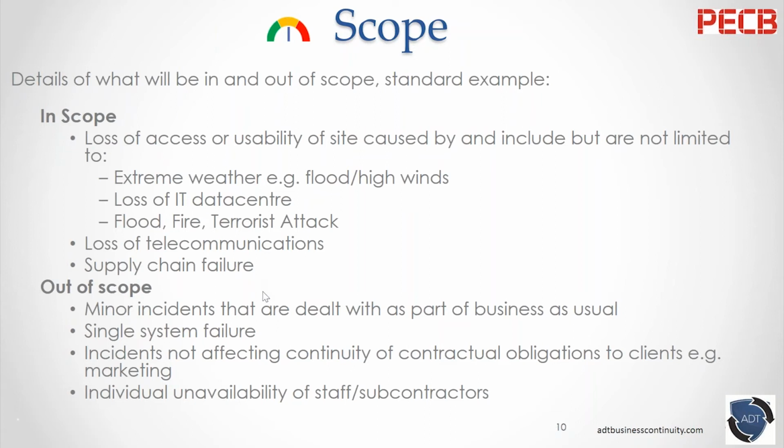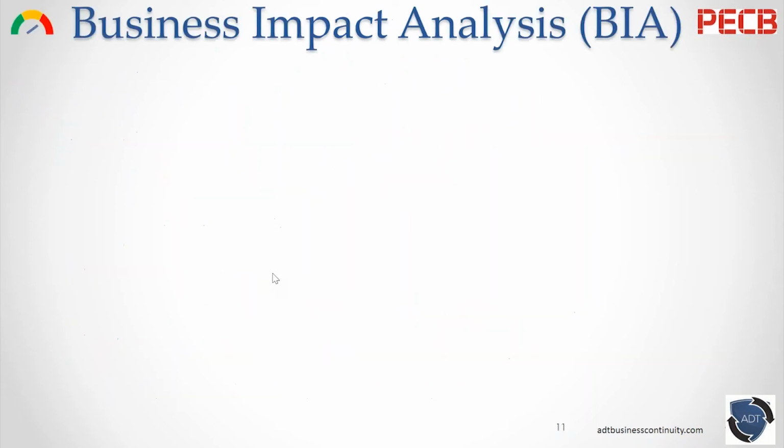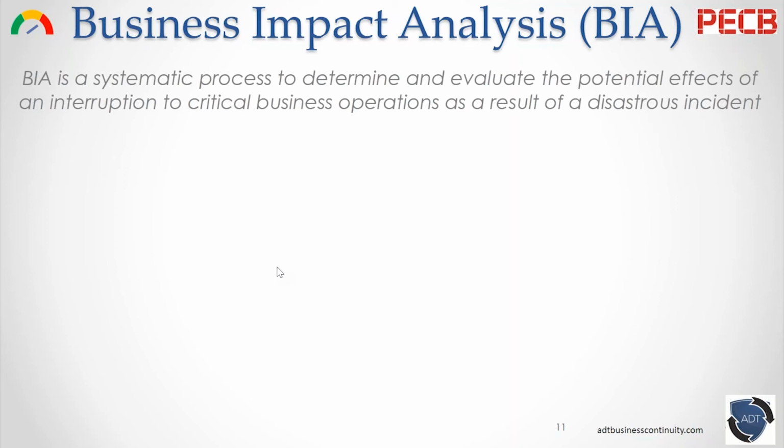So, business impact analysis. If you haven't heard of it, BIA is the normal acronym. It's a systematic process to determine and evaluate the potential effects of interruption to critical business operations as a result of disaster activities. What does that mean? It's a way of assessing what would be the impact if a certain system, service, process, it could even be a building, went down.